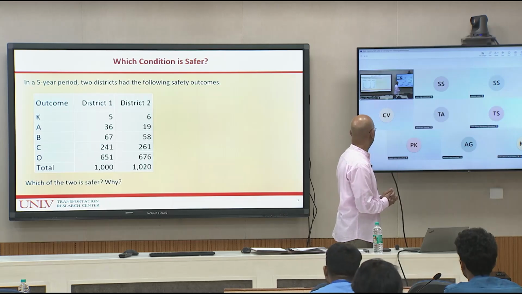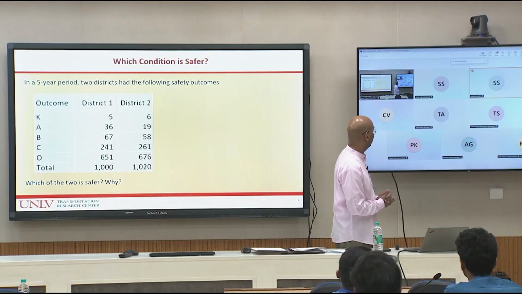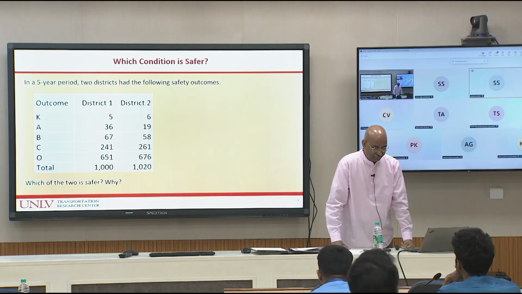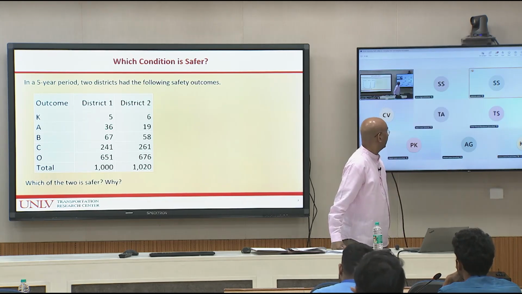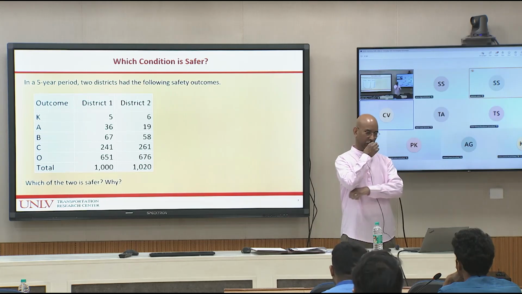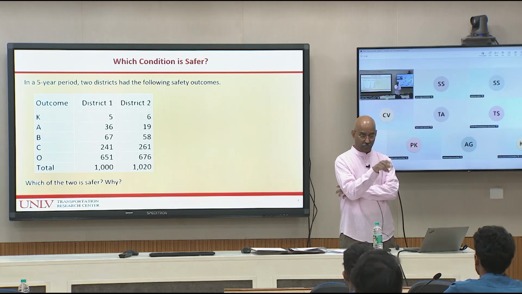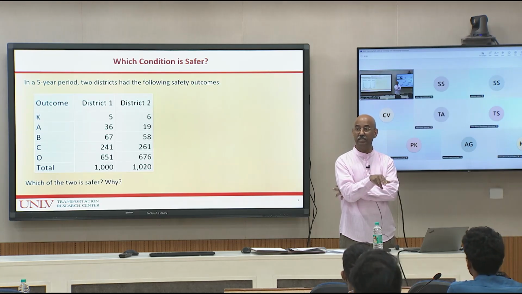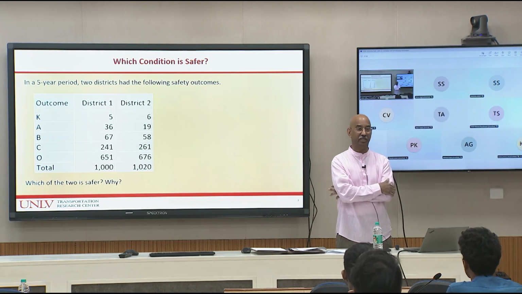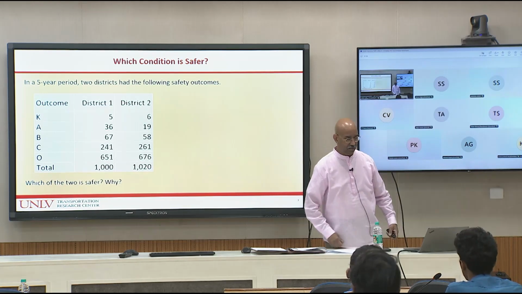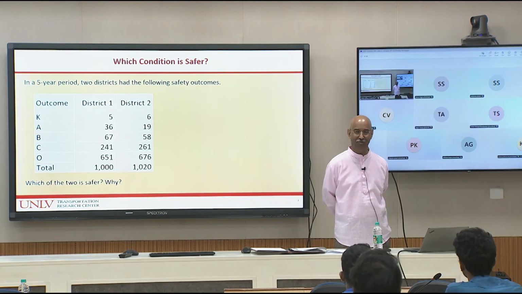Yes, sir. So District A has fewer fatal crashes compared to District B. So that's why District A is safer. Maybe there are injuries, but life loss is less here compared to the second district. Okay, thank you, Shekhar. I want to be clear that these are not the number of crashes, these are outcomes. So 5 is 5 fatalities, not 5 crashes. 6 is 6 fatalities, not 6 crashes. All right, so I see now District 1 has one person championing for that. Anybody else?